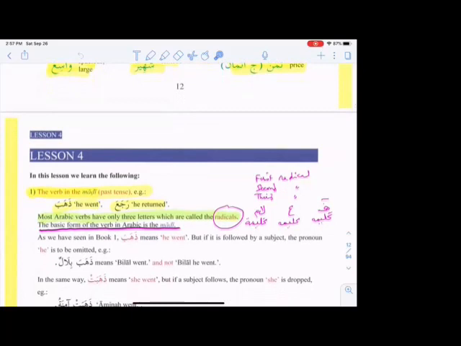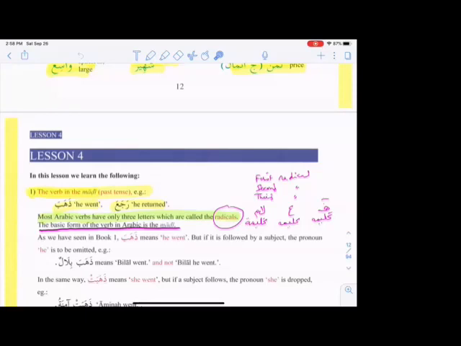Read it with me. Most Arabic verbs have only 3 letters, which are called radicals. Do you know that? I think you know it. When did you learn it? It is coming here for the first time now. Dr. Abdurrahim didn't explain it. But the way I was taught, I thought I'd teach you to make it very comfortable. So now, whenever the verbs come, you will be smiling and you will say, Inshallah, I think I can handle it.